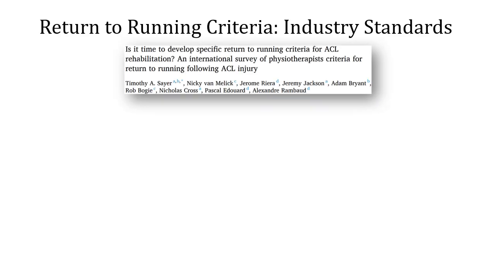But if we're thinking about a clinical case that I'll present here in a moment, let's just ask ourselves first, what would the industry guide? How would it guide us as far as best practices?